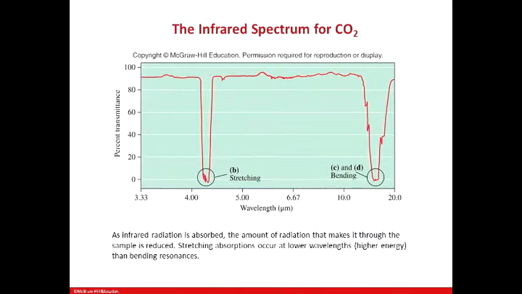When that happens, we can measure it. And this is a critical point to make and to understand. We know what gases are in the atmosphere because of a method we call infrared spectroscopy. Okay? And what happens in infrared spectroscopy, as infrared radiation absorbs, the amount of radiation that makes it through the sample is reduced. Okay? Stretch and absorption occur at a lower wavelength, higher energy than bend and resonance. Basically saying, here it bends, here it stretches.